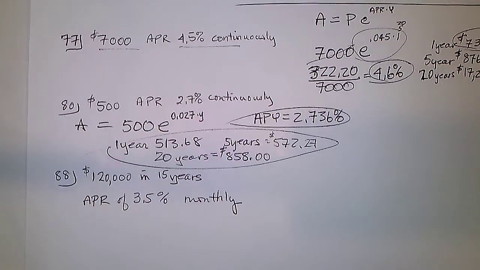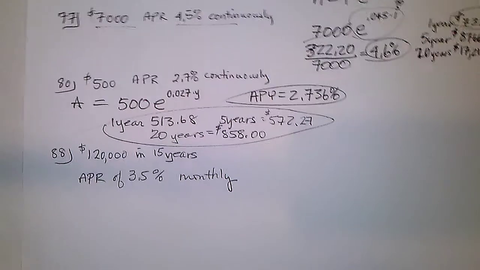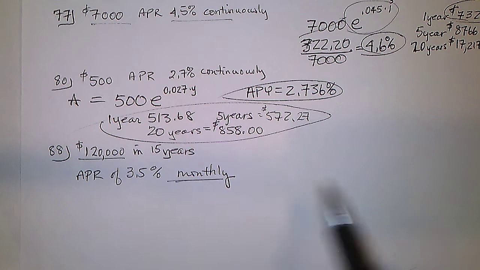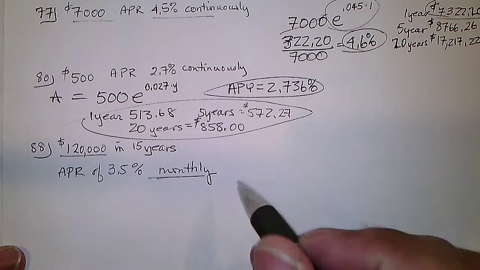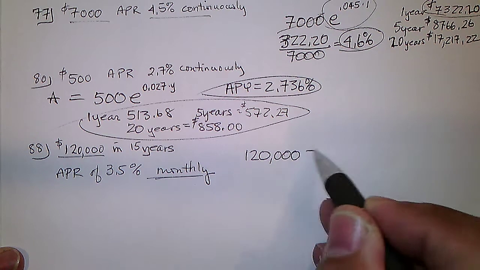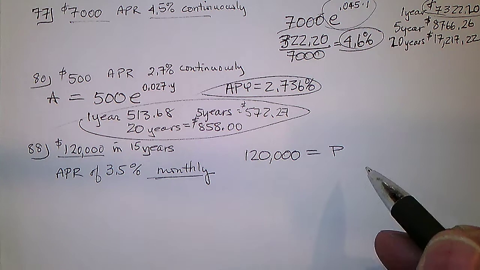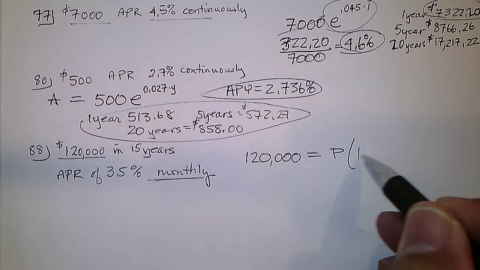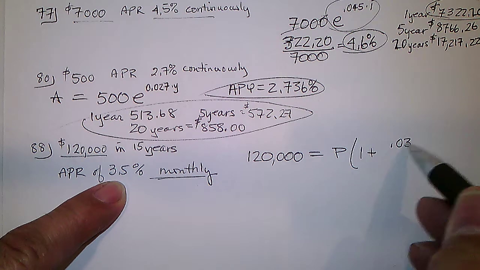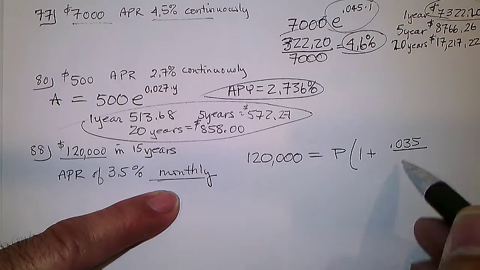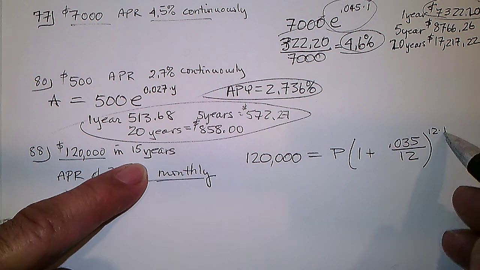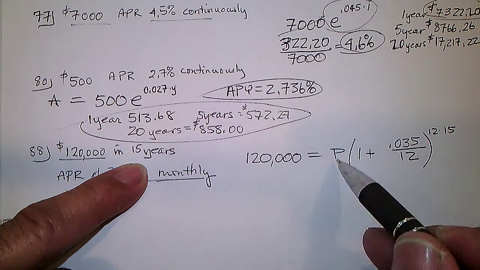And now we want to do one problem where they want us to work backwards. They want to end up with this, and we're compounding monthly, so that's the original formula. We want to end up with 120,000, starting with some amount. We don't know, that's what we're supposed to find. 1 plus the APR, 0.035, monthly, 12 times, they want to do it in 15 years, have that much money. How much do we have to start with?